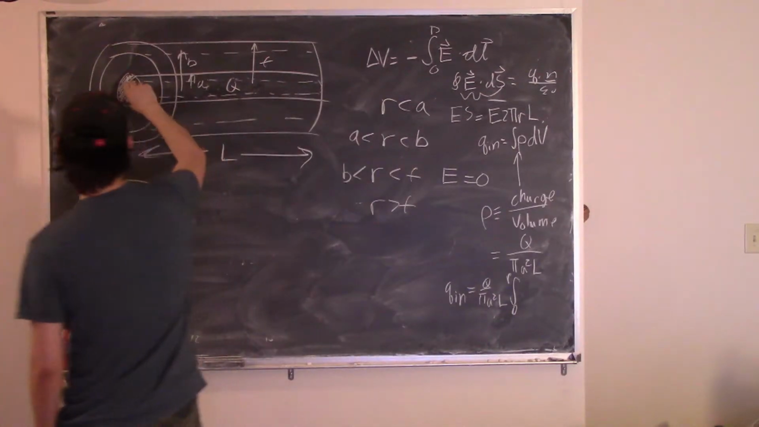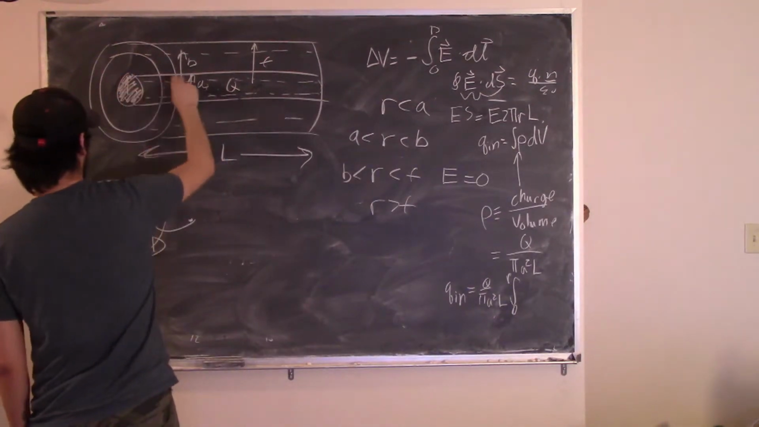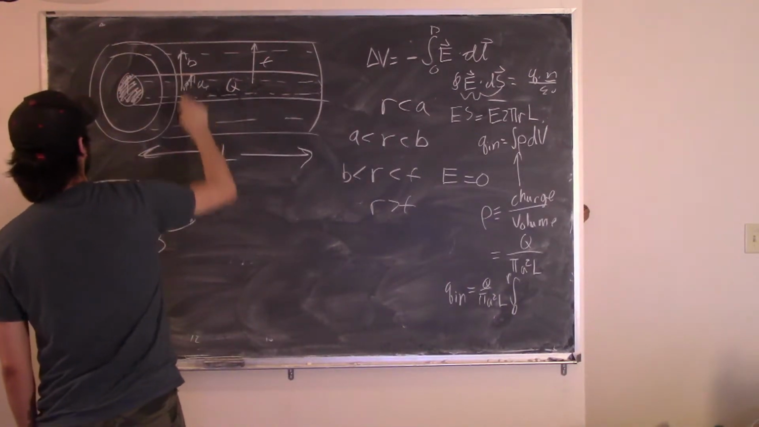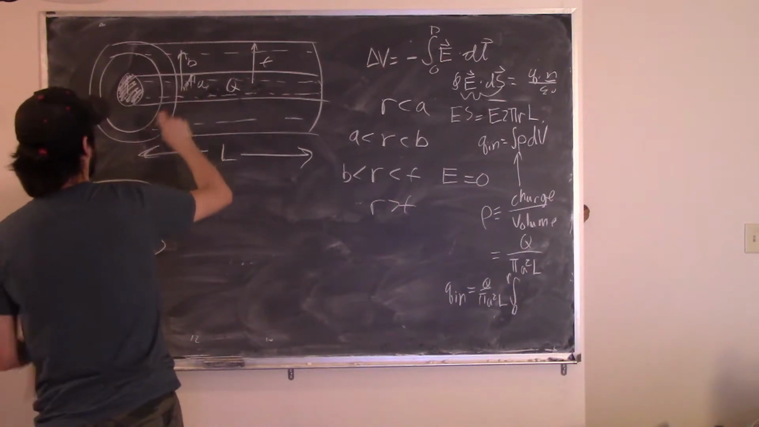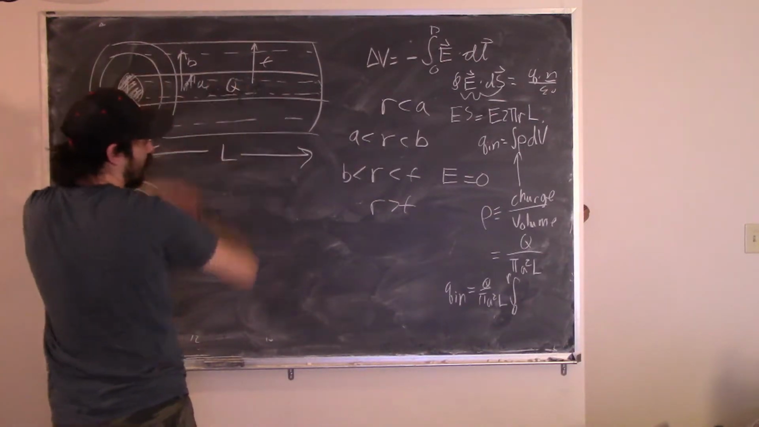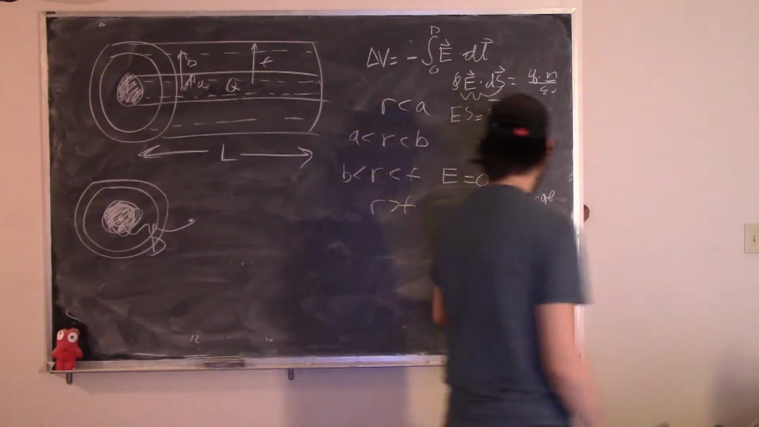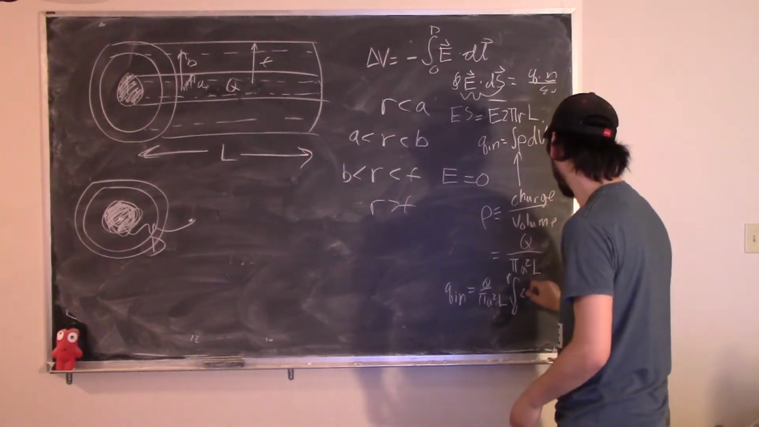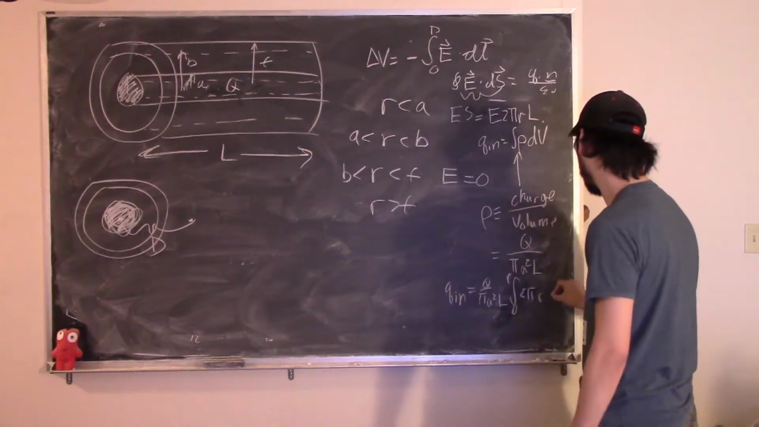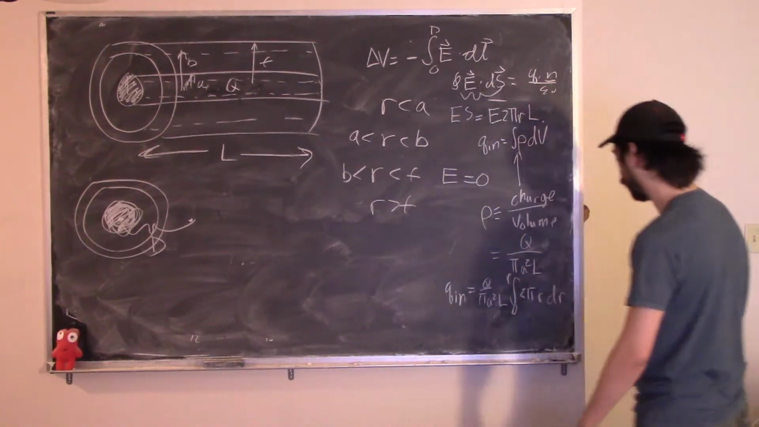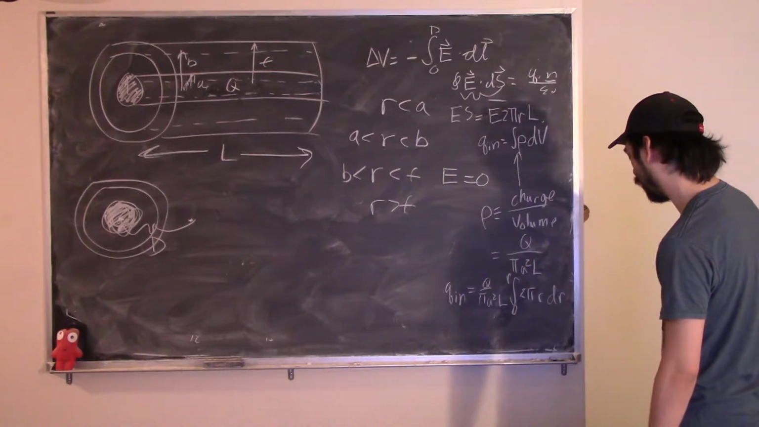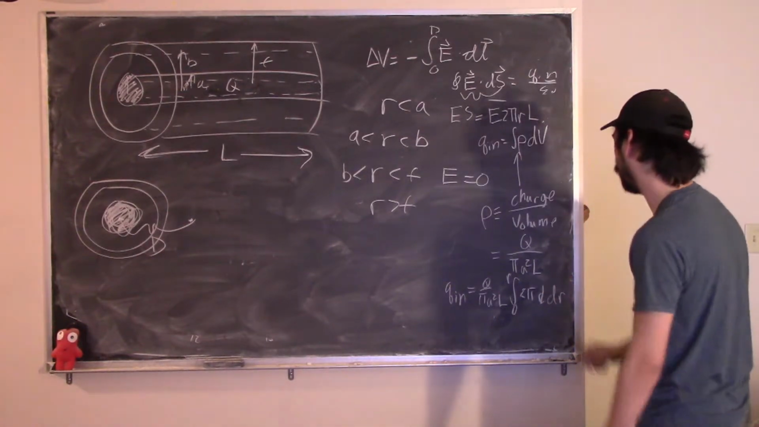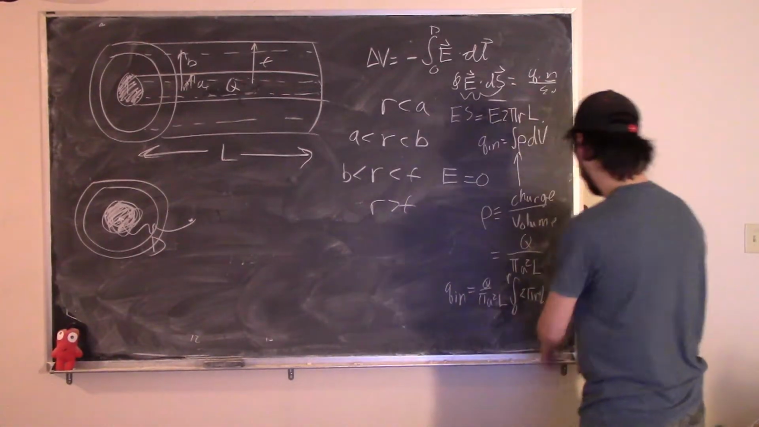Again, very important point. When I draw this Gaussian surface, it has some radius of R, and I only want the charge that's inside this Gaussian surface. So that's why this upper limit is going to be R. And then dV is going to be 2 pi r L times dr.